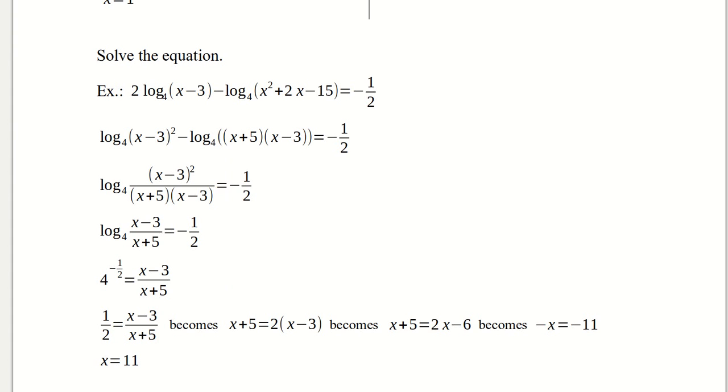Notice that 11 works. It's big enough to make that x minus 3 positive. So we needed something bigger than 3 because we needed to make that argument positive. And 11 certainly works. 11 minus 3 gives us 8. So we've got our answer x equals 11.